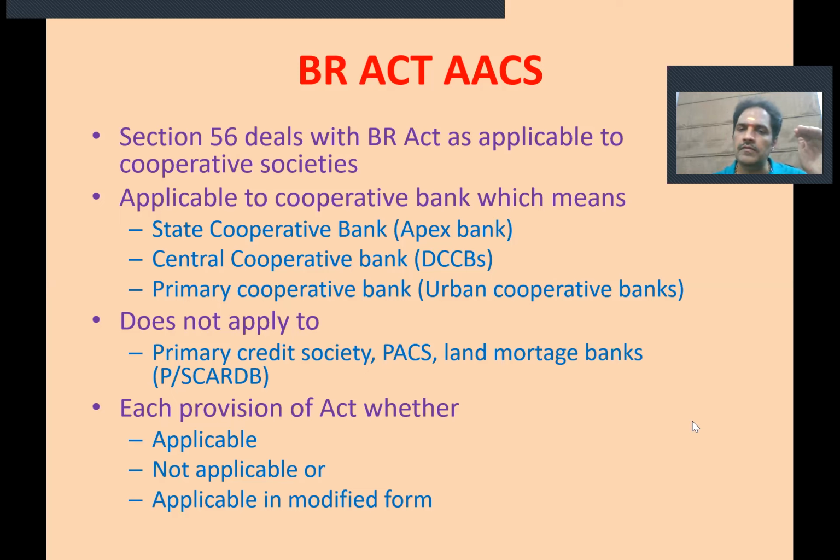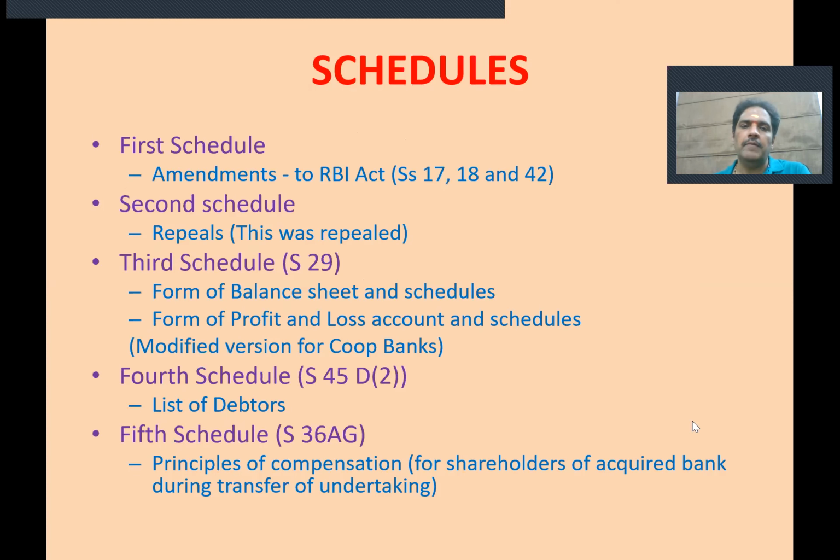So in this particular section, the mechanism is that each provision of the Banking Regulation Act is taken, and it is indicated whether it is applicable or not applicable. Then if it is applicable in a modified manner, what is the modified application? So that way the entire provisions from section 1 to 56 will be indicated, whether it is applicable, whether it is not applicable, or if applicable with modification, how it is modified and applied.